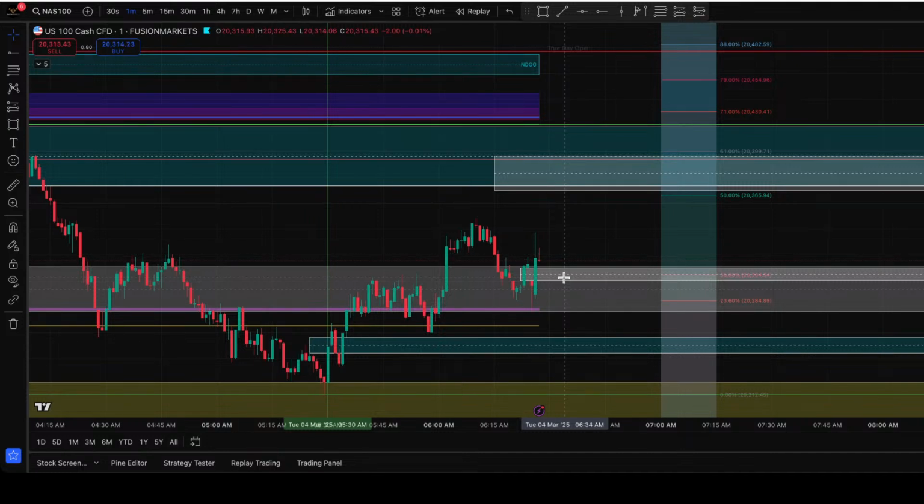On the other side of it. Now let's see if it runs all the way back through and still takes out those lows. Or if it continues up from here. 24 seconds left in this candle. Most likely it'll rip right through and then head towards these lows.